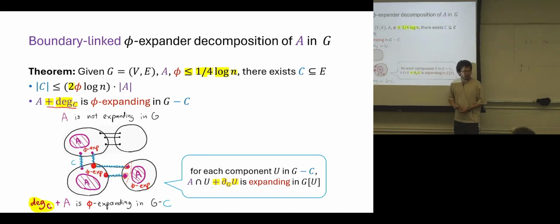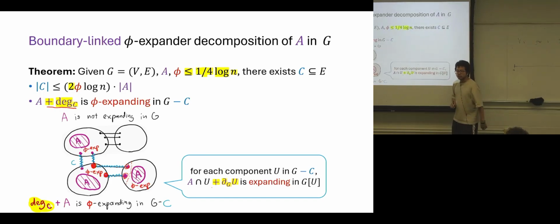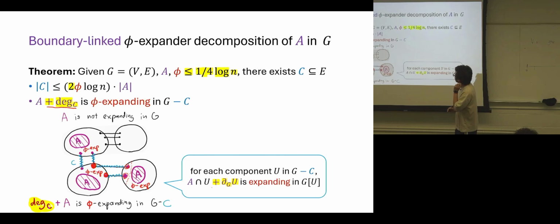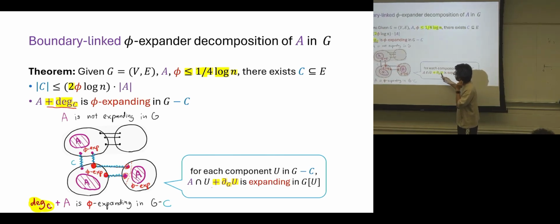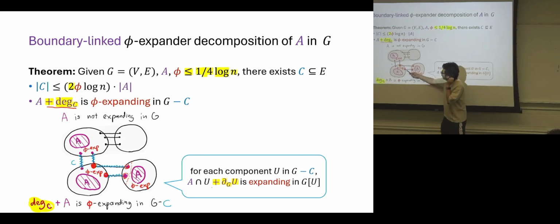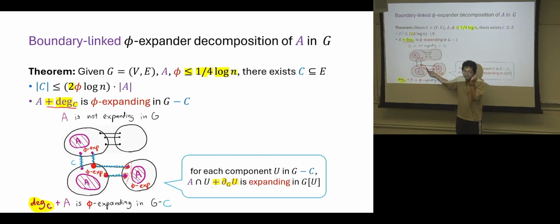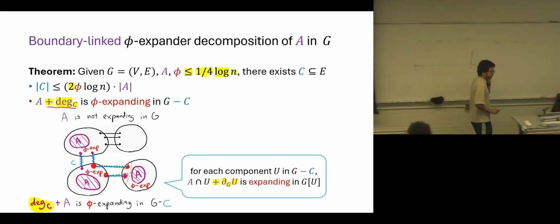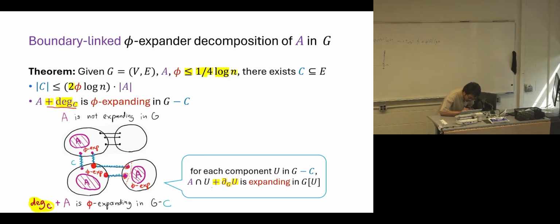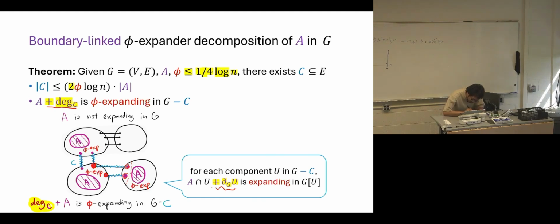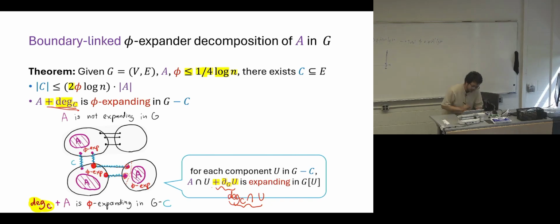Question about the statement. Yes, the boundary of U is defined as the vertices that are adjacent to the edges in C. So think of it as a node weighting of degree out on the cut. It is just the cut intersected with U.